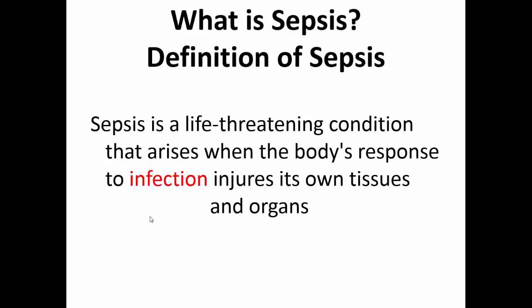So let's start with, what is sepsis? Sepsis is a life-threatening condition, and it arises when the body has an over-response or a maladaptive response to infection. This maladaptive response causes injury to itself. The body basically injures its own tissues and organs.